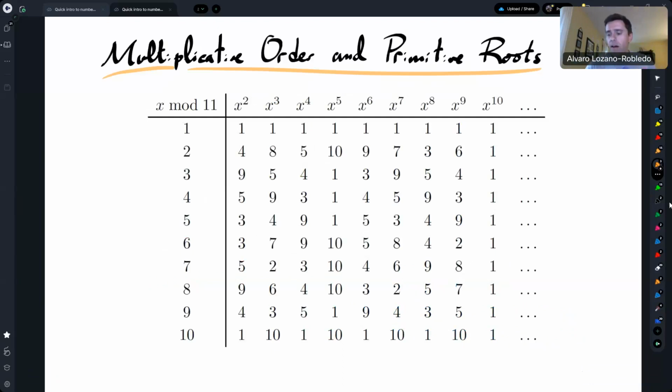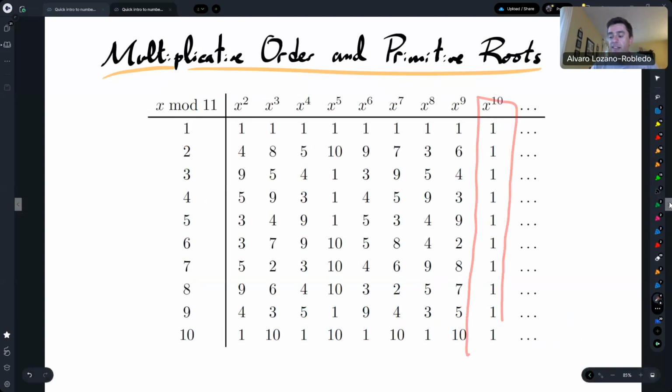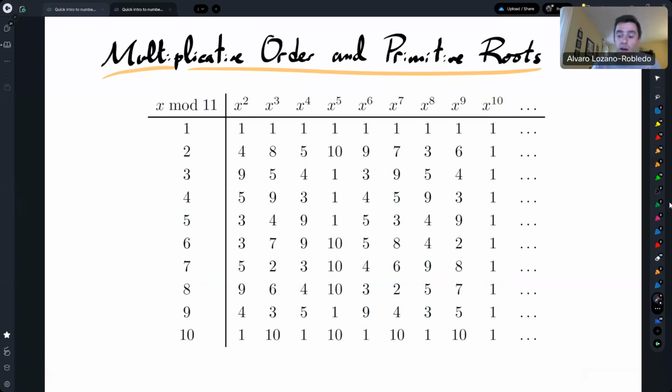So last time we were talking about Fermat's little theorem, and what we noticed is that when you're working modulo a prime, the p minus 1th power of every unit gives you 1 modulo p. The fact that there are ones in this column is the statement of Fermat's little theorem. But it is not true that the p minus 1th power is the first time you get a 1. You can see that 1 to the 1 is 1.